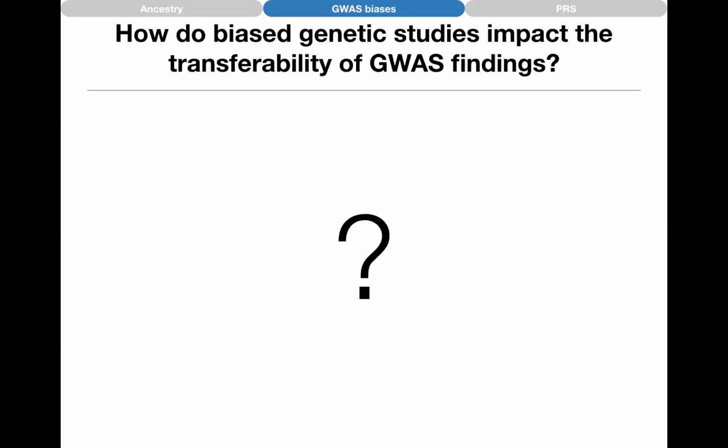So this leads to a question. We've quantified these biases, and we're curious about how these biases actually impact our ability to learn more from genome-wide association study findings in other populations. In other words, given that we want to transfer knowledge from genome-wide association studies in European populations, how well or poorly are we able to do this in populations of non-European descent?